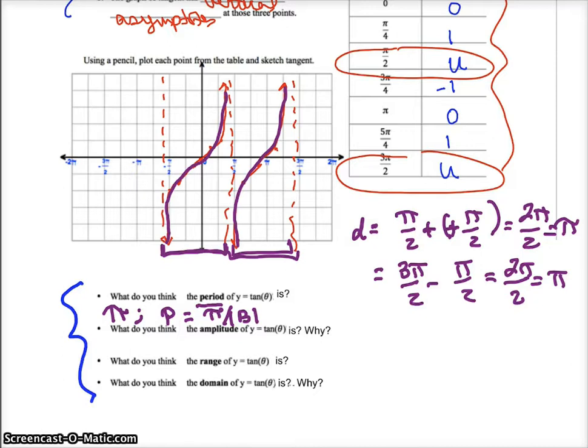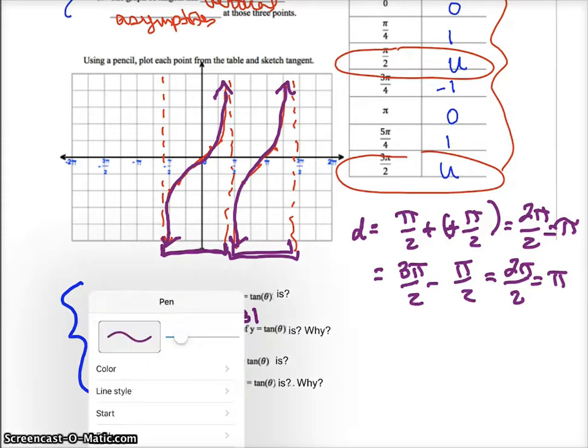All right, so what about the amplitude? Remember, the amplitude is the height above and below the x-axis, or the distance that the function rises above and below the x-axis. And you can see that tangent has a range that goes from negative infinity to positive infinity. So it does not have a max and a min. But I do want you to notice that in this function, y equals the tangent of x, A is 1.